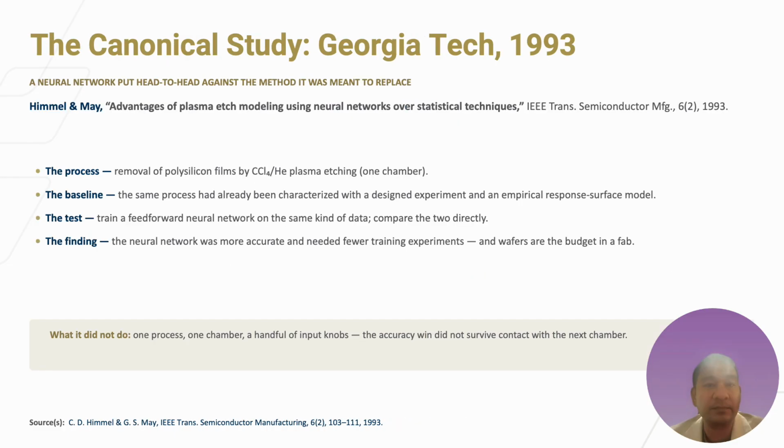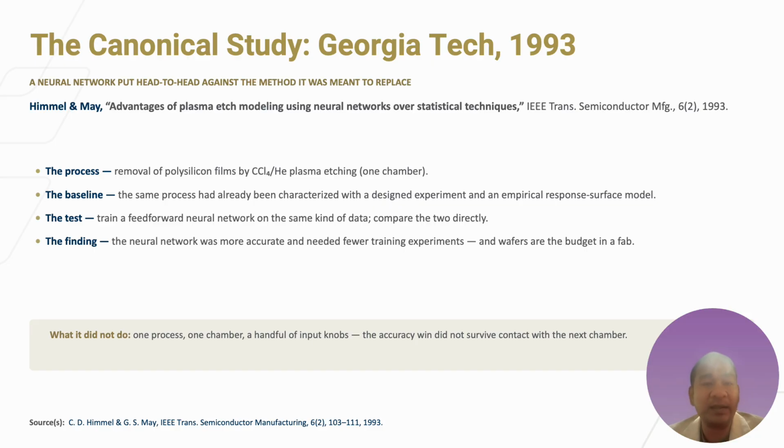Their honest caveat is that this is a small study, and they say machine learning should work alongside statistical methods, not replace them. Two years later, a follow-up study from Georgia Tech ran the cleanest version of this experiment. Himmel and May took a plasma-etch process that had already been modeled the standard statistical way, trained a neural network on the same kind of data, and compared the two head-to-head. The neural network was more accurate and it needed fewer wafers to get there, and in the fab, wafers are the budget. The honest limitation, which they state clearly, is that this was one process, one chamber, a handful of knobs, and the advantage did not automatically carry over to the next chamber.